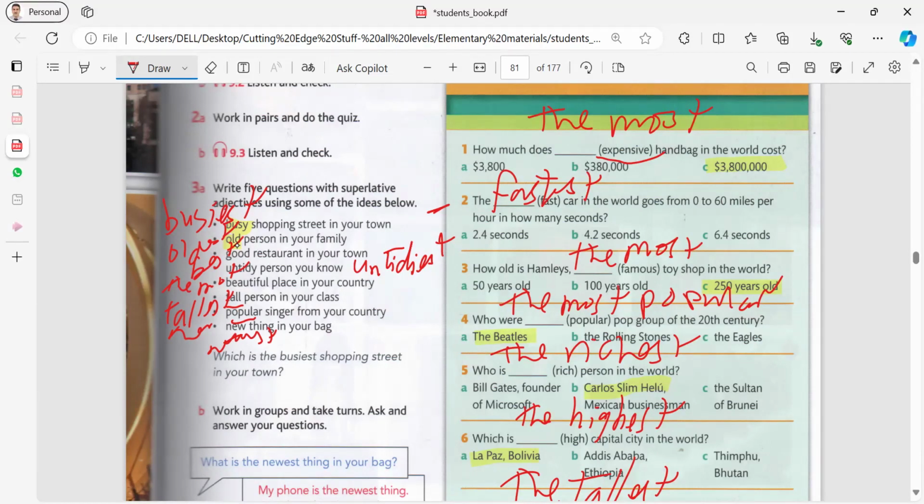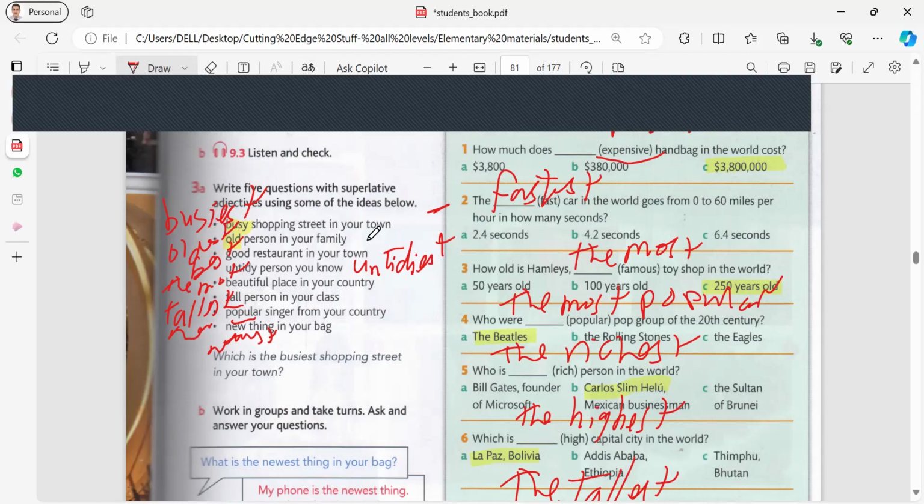What is the busiest shopping street in your town? It is Abu Bakr Street. So Abu Bakr is the busiest shopping street in my town. Type: who is the oldest person in your family? My father. Give me the sentence, please. My father is the oldest person in my family.